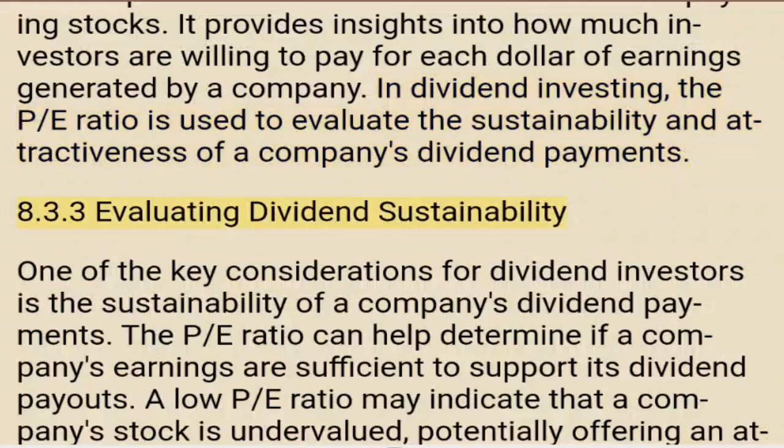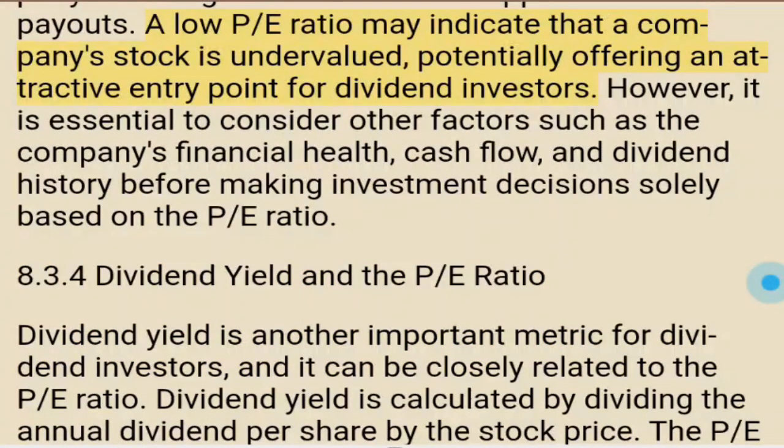8.3.3 Evaluating dividend sustainability. One of the key considerations for dividend investors is the sustainability of a company's dividend payments. The P/E ratio can help determine if a company's earnings are sufficient to support its dividend payouts. A low P/E ratio may indicate that a company's stock is undervalued, potentially offering an attractive entry point for dividend investors. However, it is essential to consider other factors such as the company's financial health, cash flow, and dividend history before making investment decisions solely based on the P/E ratio.